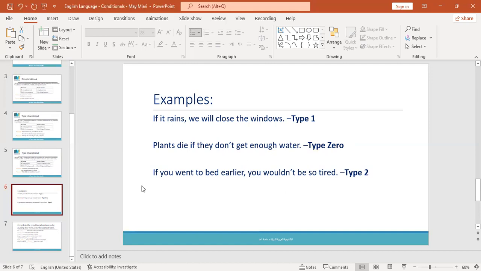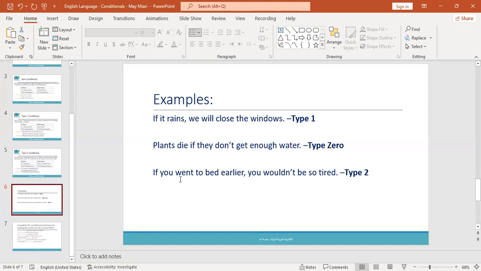Now for the last example, if you went to bed earlier, you wouldn't be so tired. So this is a hypothetical condition and a possible result. So this is an unreal condition. If you went to bed earlier, you wouldn't be so tired. In the if clause, we use the past tense of the verb, went. The base form of the verb went is go, and go is an irregular verb.